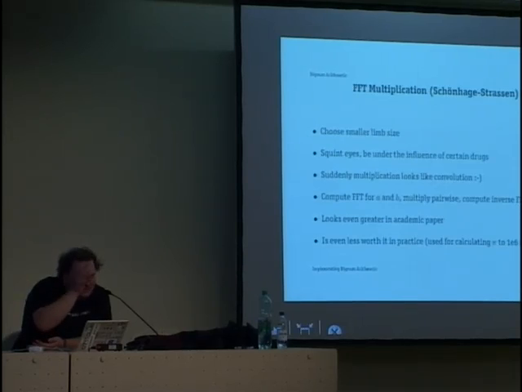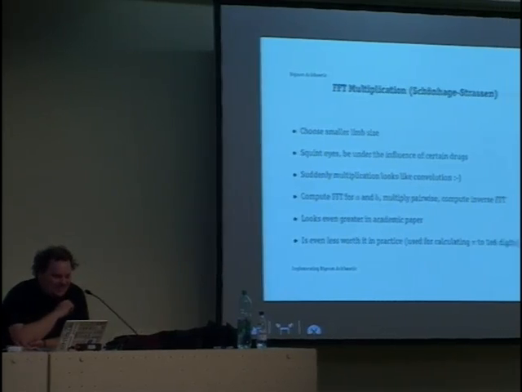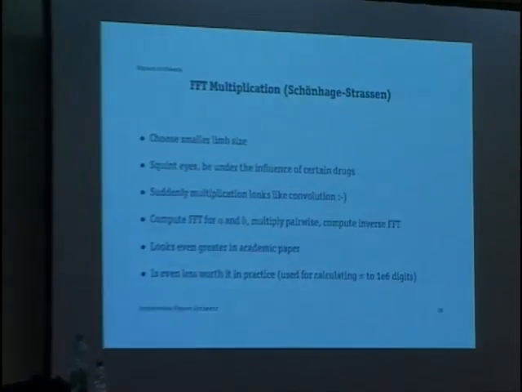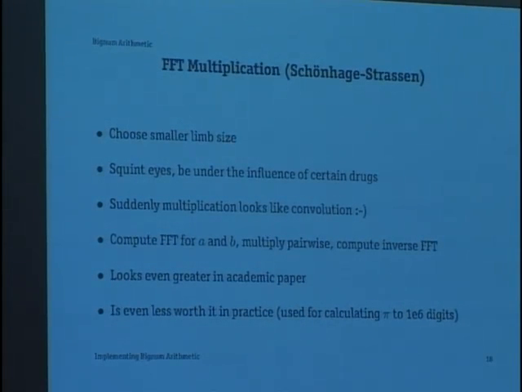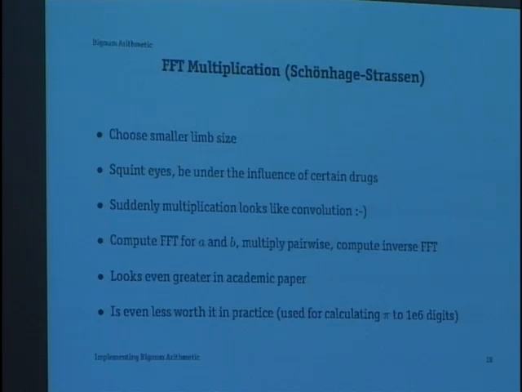And then there's the ultra version of the academic thing. It's an FFT multiplication, so you choose a slightly smaller limb size. This is done because it's usually implemented in floating point. So if you squint your eyes and you're under the influence of some drugs, you see that it looks like a convolution, then you can apply a Fourier transform.